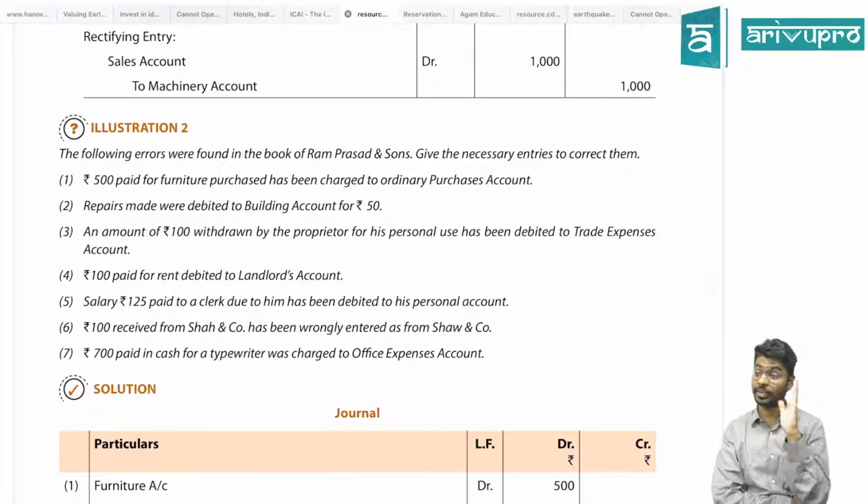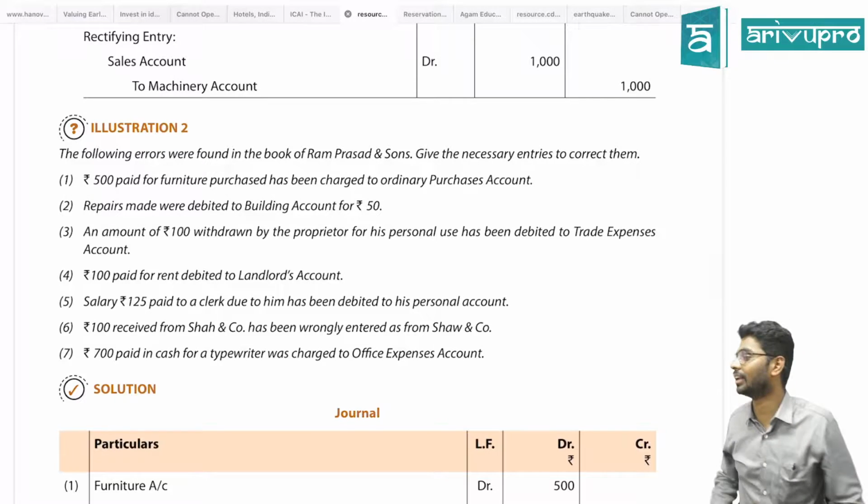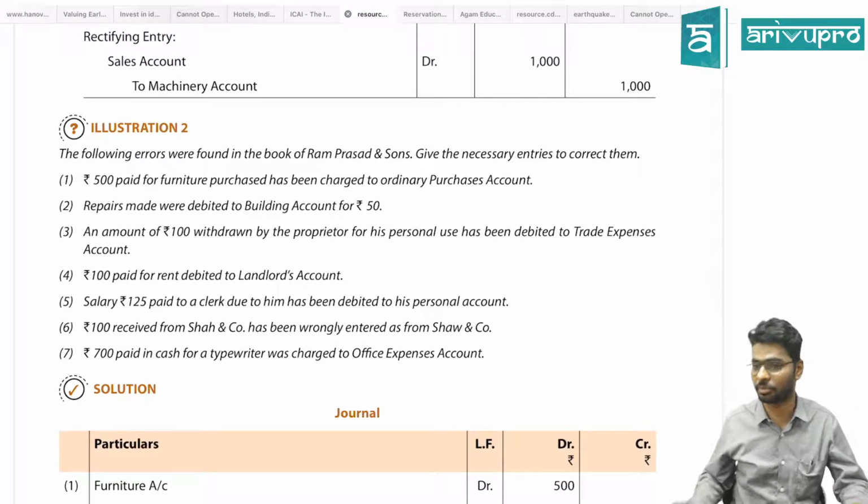You understood what I am talking about? Whenever I say purchase book or sales book, that means the errors have happened in the subsidiary book. Do you remember subsidiary books, or do you want me to recap it for you again? Yesterday only we did. Let's just get back to the subsidiary books.